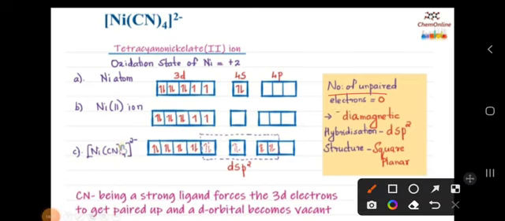Here the number of unpaired electrons will be 0. Why? Because all are completely paired. Completely paired means what magnetic behavior are we getting here? Diamagnetic. Hybridization is dsp2, and the structure will be square planar. So this is the structure of square planar. One is for tetrahedral, the other is for square planar complex.